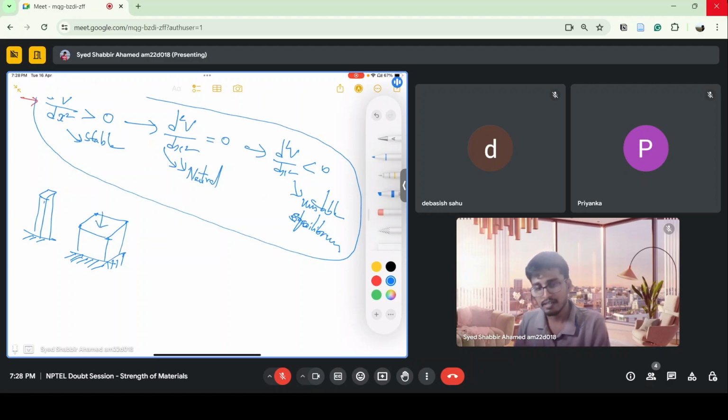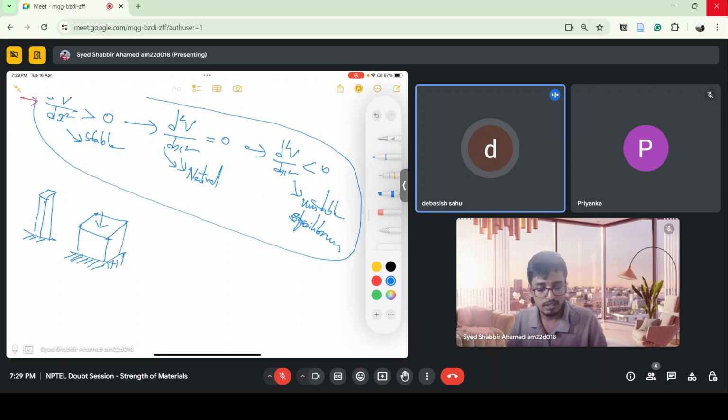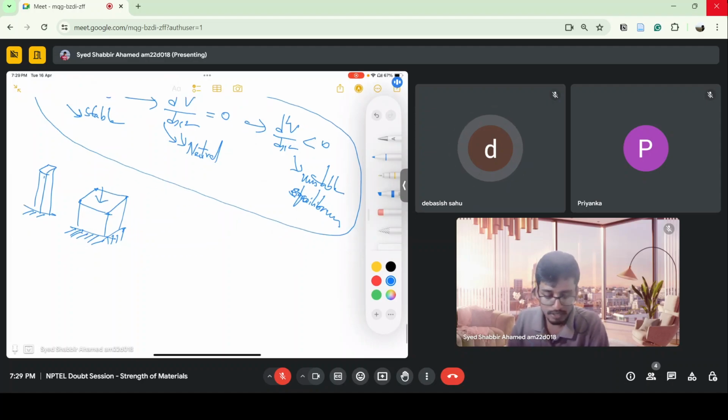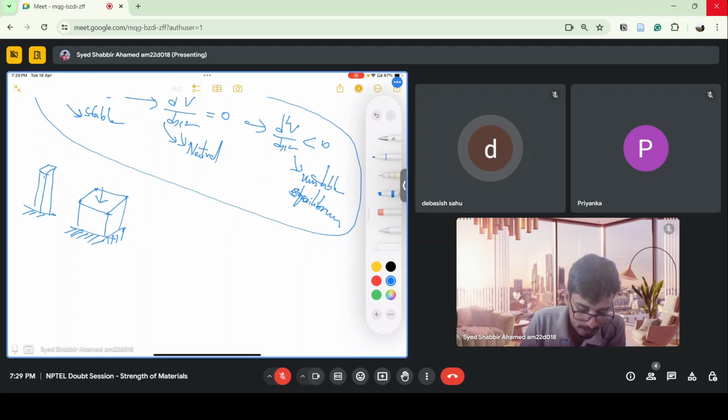You might have seen the lecture in which the professor showed a concrete column getting crushed. That is called just crushing. So buckling happens in the long and slender columns.